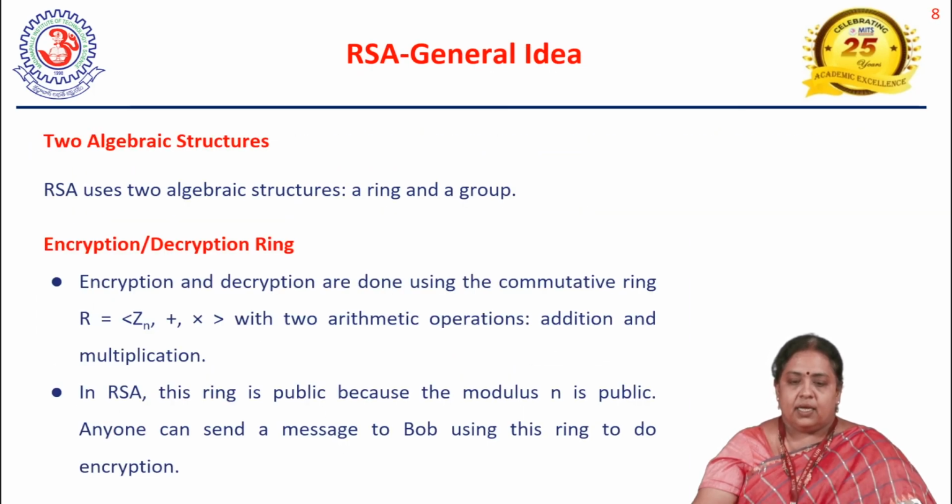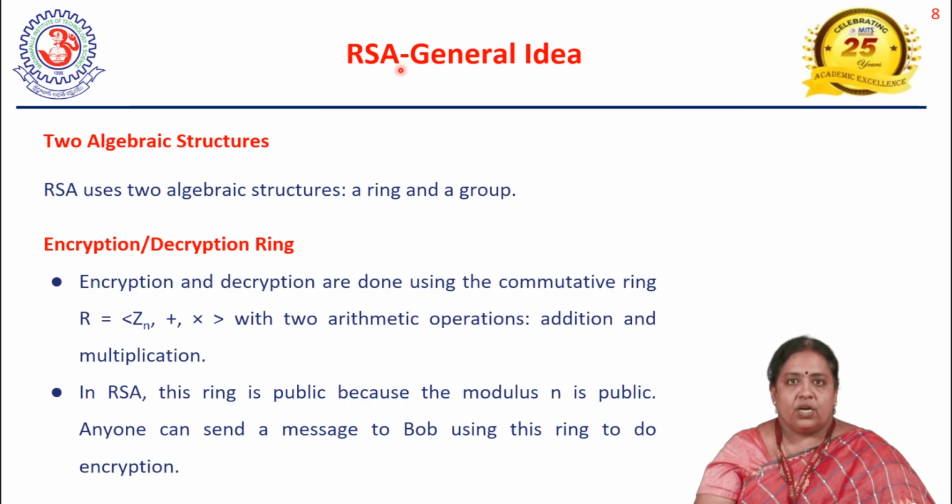Now we come to the general idea of the RSA algorithm. In the RSA algorithm, we are going to make use of two algebraic structures. One is called a ring, and the other algebraic structure is called a group: ring and group. The ring is used for the encryption and decryption process, whereas the group is used for the key generation process.